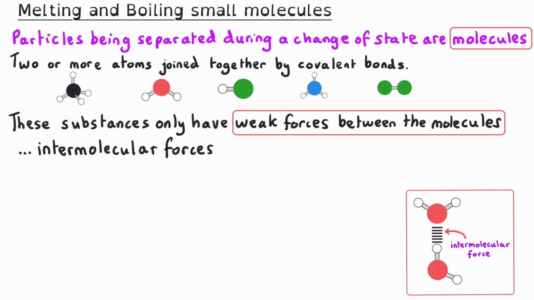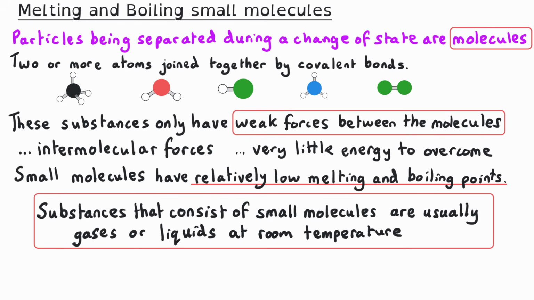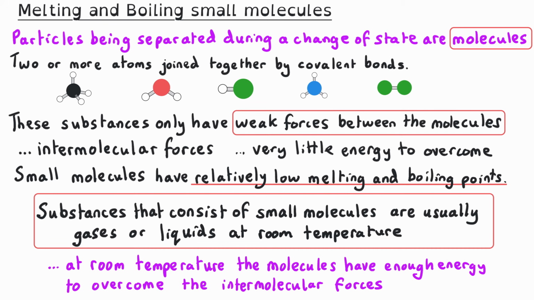And since these forces are weak, they need very little energy to overcome, and so small molecules have relatively low melting and boiling points, which means that substances that consist of small molecules are usually gases or liquids at room temperature, which is taken to be 20 degrees Celsius. And these substances are liquids or gases at room temperature because the molecules that make up the substance have enough energy to overcome the intermolecular forces, those forces between the molecules holding the particles close together.